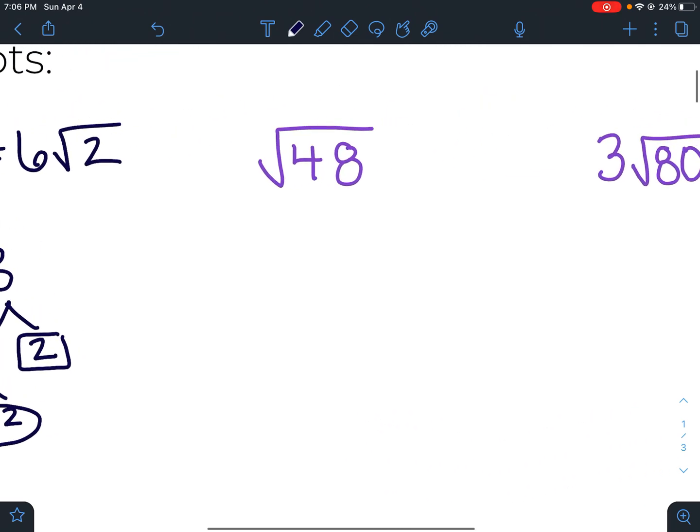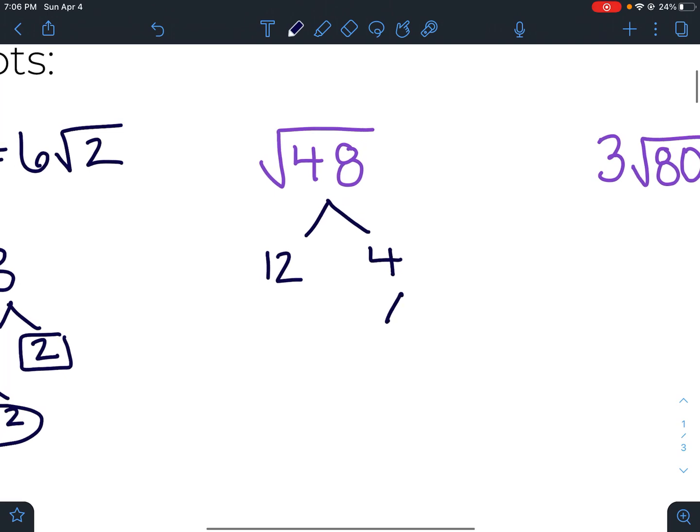Great, let's try another one. Here we have 48. 48 I know is divisible by 12. So it's going to give me 12 times 4. Again, you could break these down a million different ways. 4 I'm going to break down here as 2 times 2. 12 I'm going to do 6 times 2. And 3 times 2. Again, millions of different ways you could break these down. The point is that you're breaking these down into the smallest numbers possible, or prime numbers.